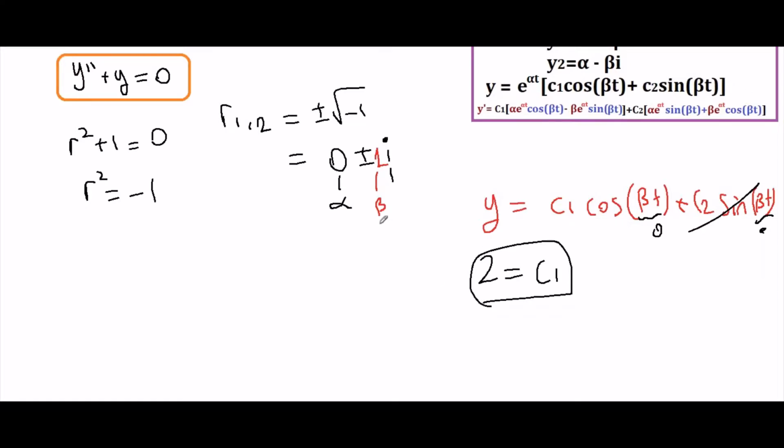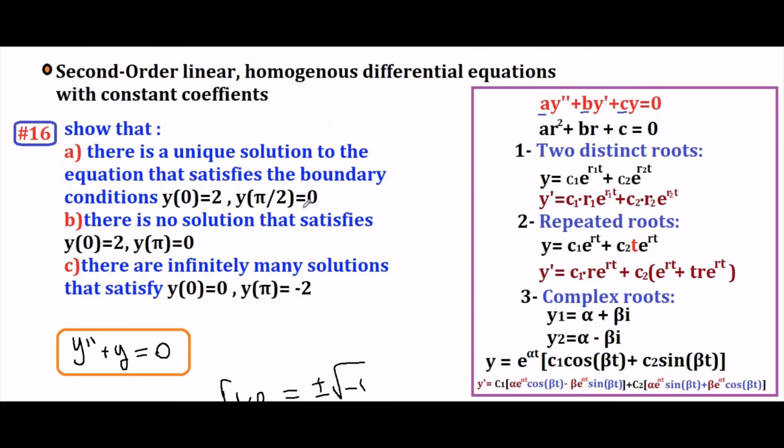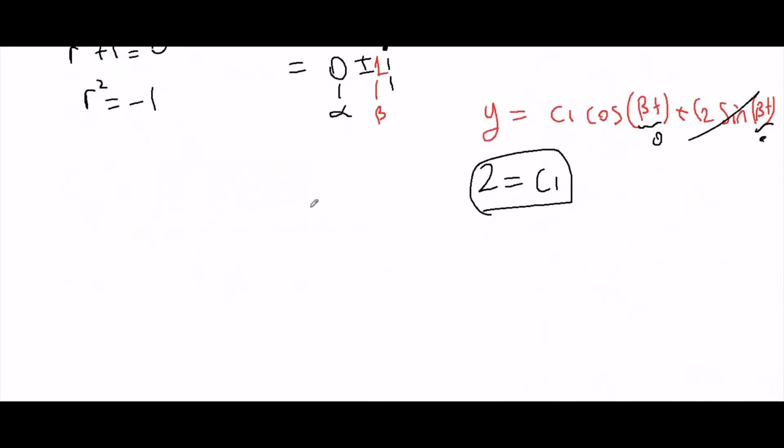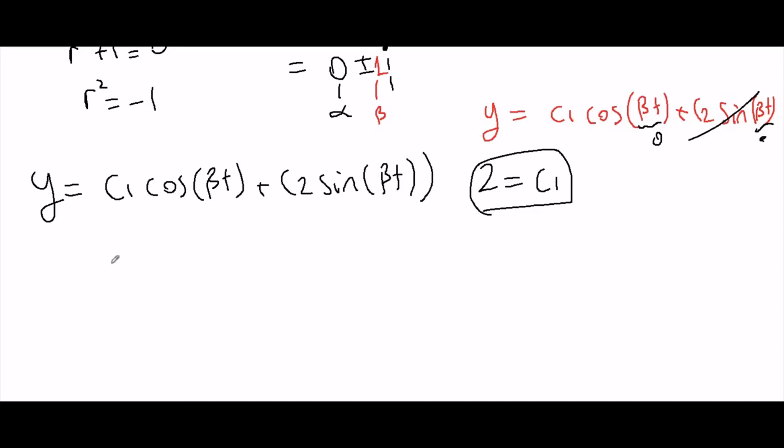Now we're going to plug the second initial condition into the same equation: y of pi over 2 equals 0. Our equation is y equals c1 cosine of beta t plus c2 sine of beta t. We have pi over 2 here and pi over 2 here. Our beta value is 1, so we can ignore this as well. 1 times anything is still the same.